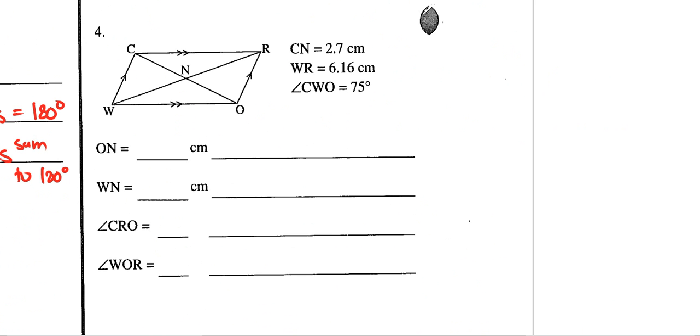All right, so moving on to question number 4 here. For question number 4, we're given some pieces of information, such as CN equals 2.7 centimeters. So this part right here in yellow is going to be 2.7. And we also know that WR is going to be 16.16. So this whole length right there, that diagonal, is going to be 16.16. So let me just put this in red here, 16.16. And we know that angle CWO is going to be 75 degrees, and CWO is right here. This whole angle will be 75 degrees.